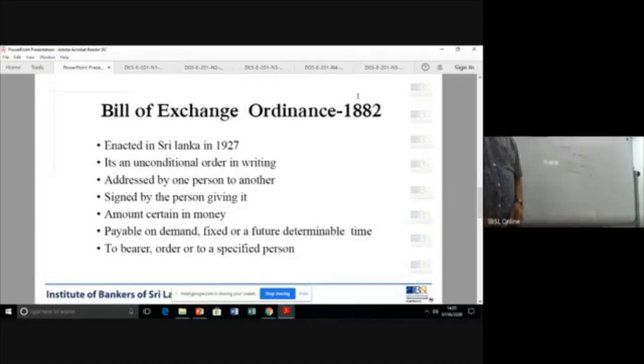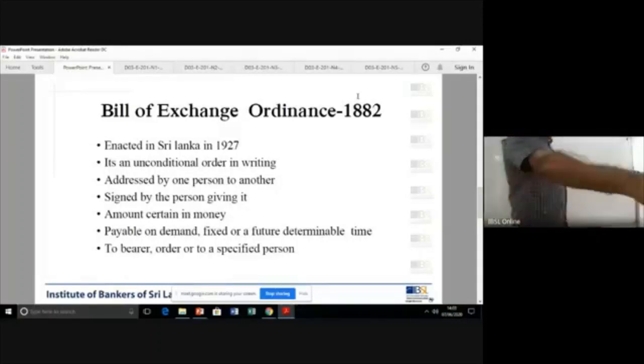Bill of Exchange Ordinance 1882, take it down in point form. Enacted in Sri Lanka, it is not a point actually, they have put a point there. Put it in parentheses. Actually, it was enacted in Sri Lanka in 1927. The Check Act came into being in 1957. And we are talking about the Bill of Exchange Ordinance of 1882.